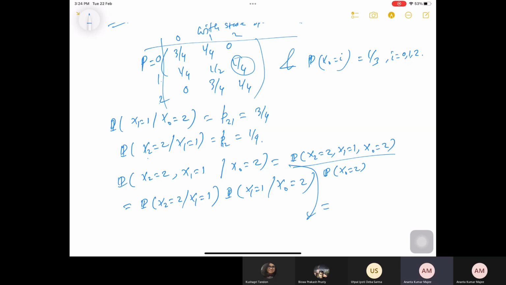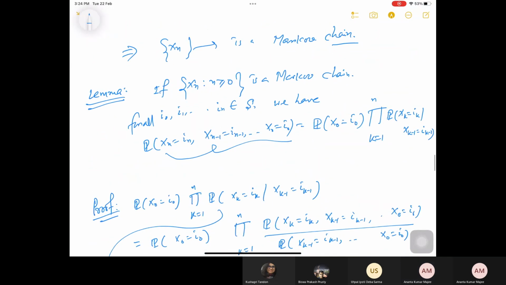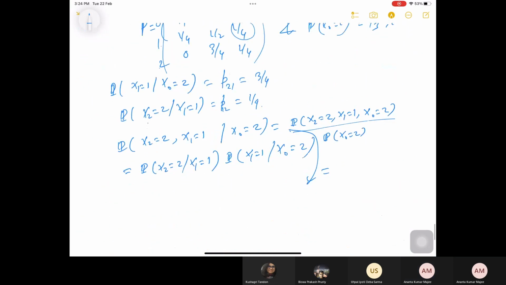Now, if you remember the lemma about the product form for the probability of Xn equal to in and so on, given that it is a Markov chain, I can write down this product form. So the initial probability gets cancelled out. From here I have the probability of X2 equal to 2 given X1 equal to 1, times the probability of X1 equal to 1 given X0 equal to 2. This is 1/4 times 3/4, equal to 3/16, and so on.